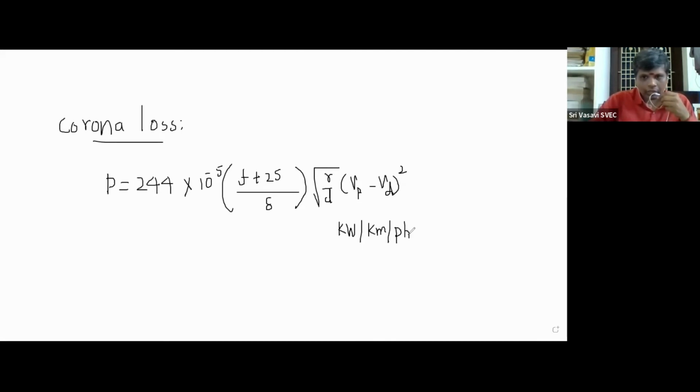So whenever corona occurs, the loss corresponding to corona is called corona loss, that is 244 × 10^-5 (f + 25)/δ × √(r/d) × (Vp − Vd)², where Vp is the operating phase voltage, Vd is the disruptive critical voltage, f is the operating frequency, r is the radius of the conductor, d is the distance between the conductors, and delta is the air density factor.